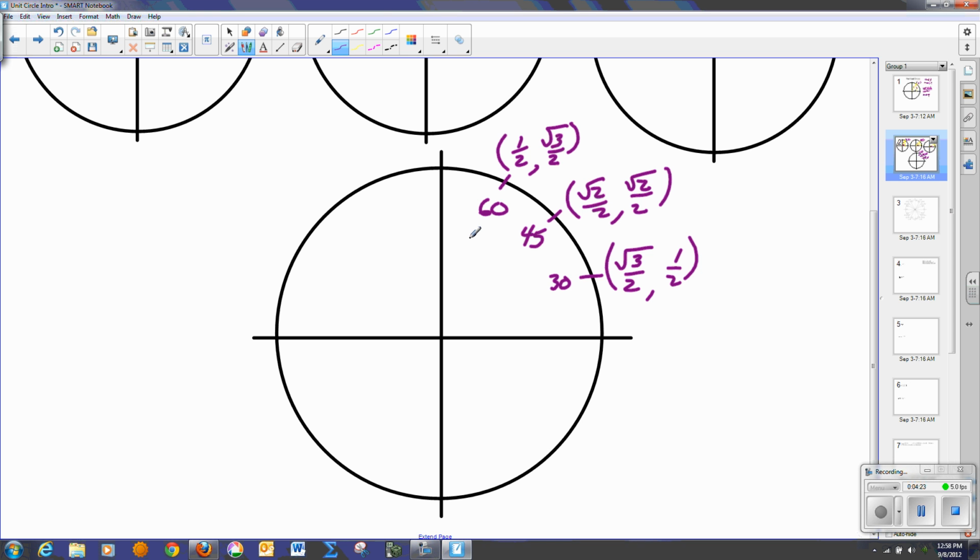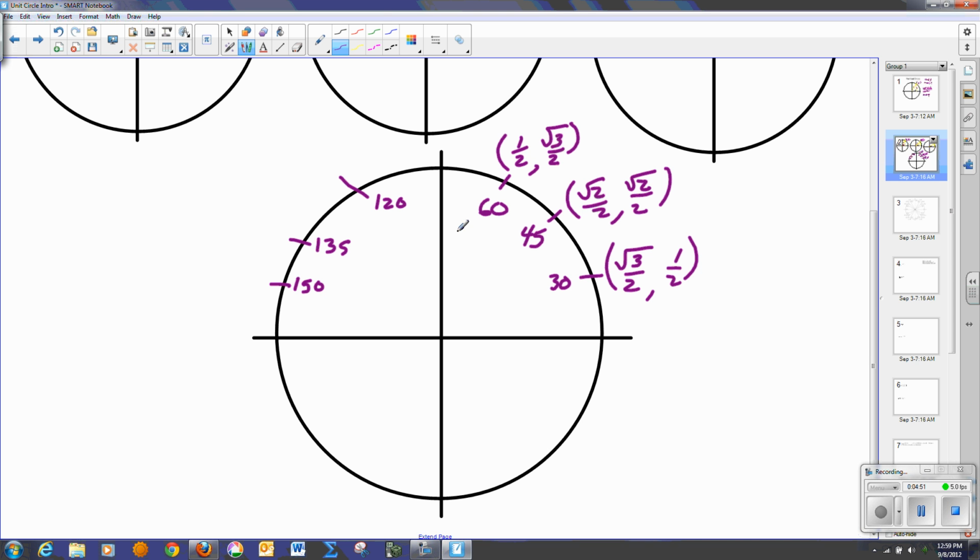If I were to take and flip each one of these points over the y-axis, I would have points of symmetry once again. This point would flip over to this point here and thus be 30 degrees away. 30 degrees away is 150 degrees. 45 degrees away is 135. And 60 degrees away is 120.